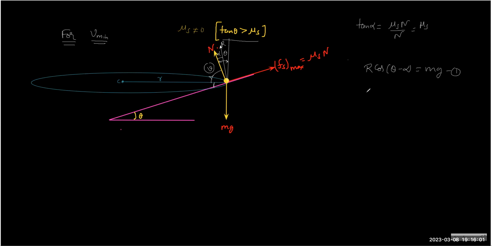And what else? If R cos will balance the mg, then R sin will provide the centripetal force. Yes or no? Yes, sir. Got it. We are simply resolving R into two components, and this will make things really, really easy.